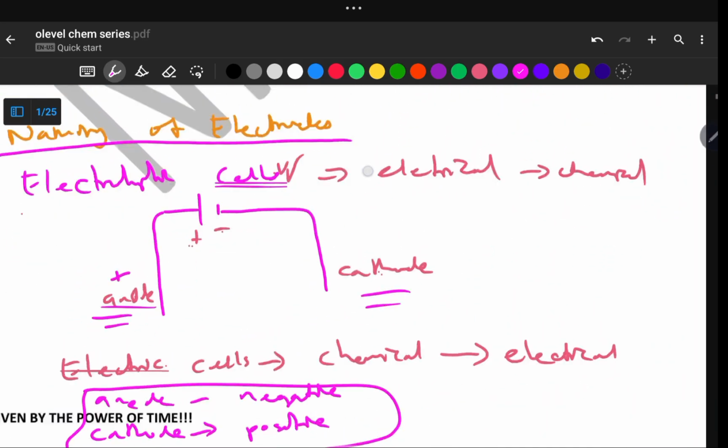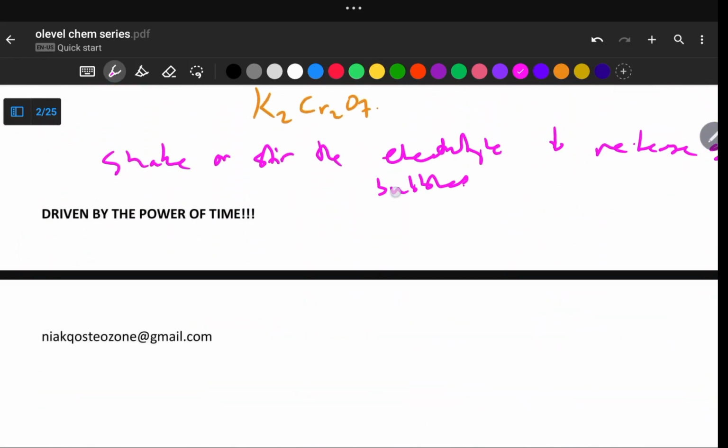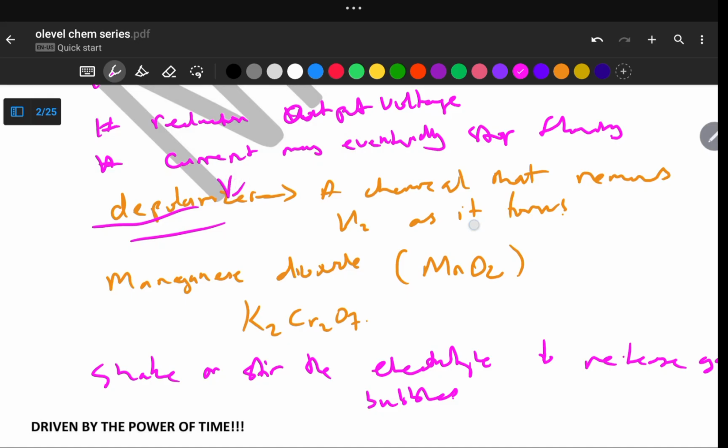So before we venture into specifically the dry cell and the lead acid accumulator, this is what you need to know, right? So after the use of the depolarizer, the cell starts functioning again, right? So we can also wipe the bubbles from the electrode, right? So this is the general information you need to know about the electric cells before we venture into the dry cell and the lead acid accumulator, right?